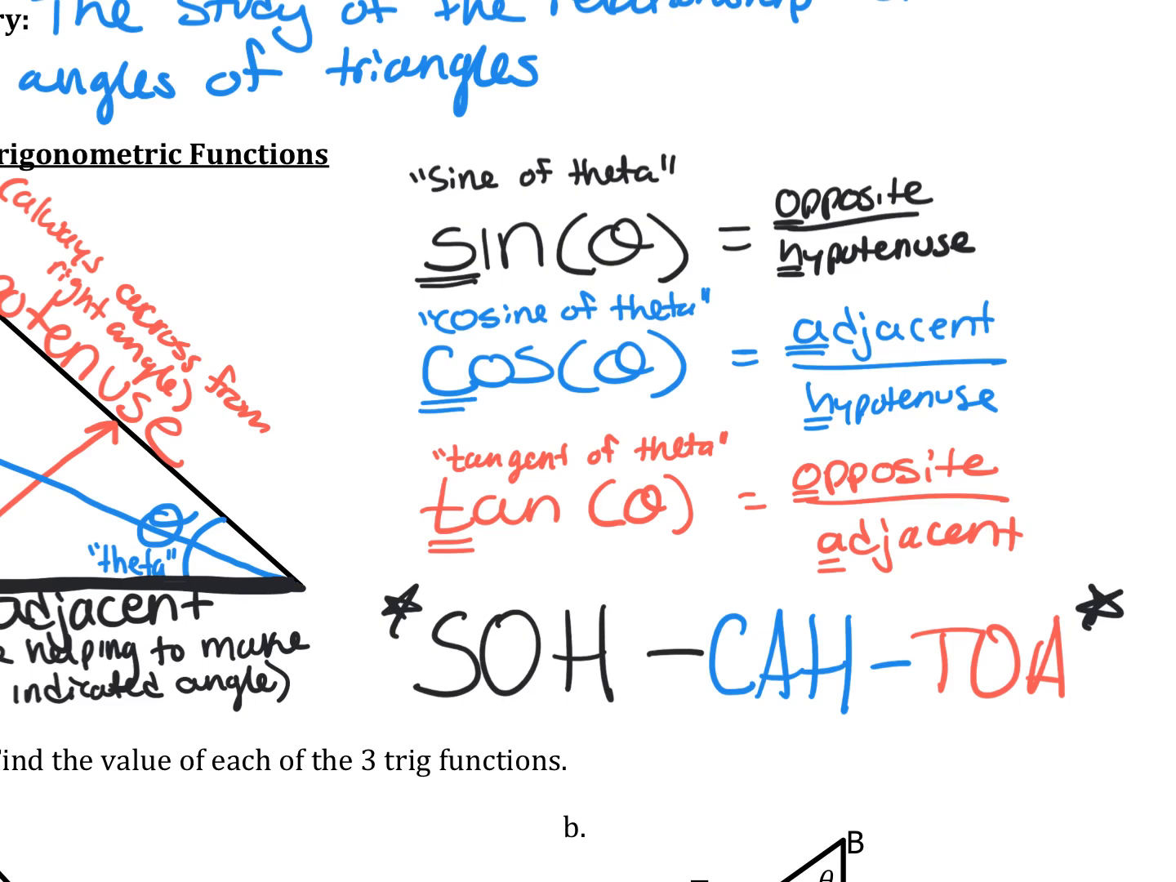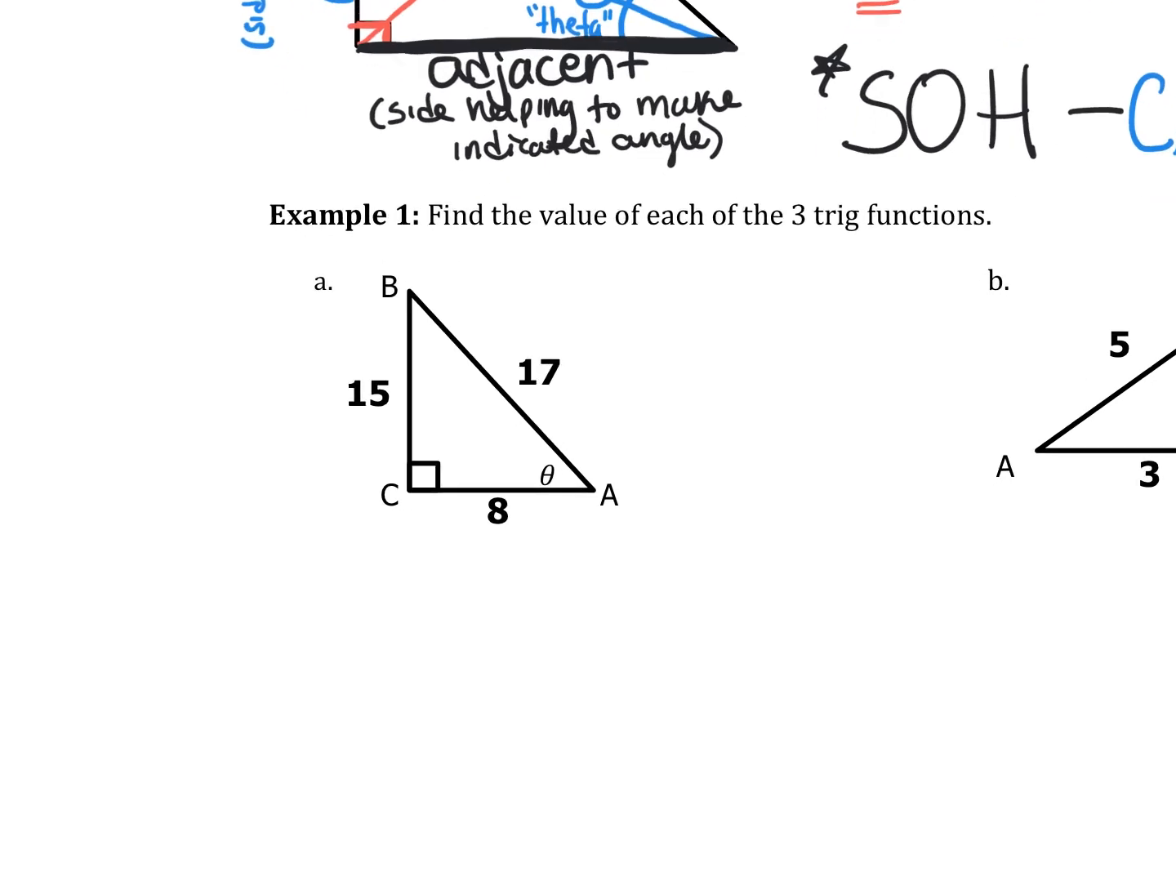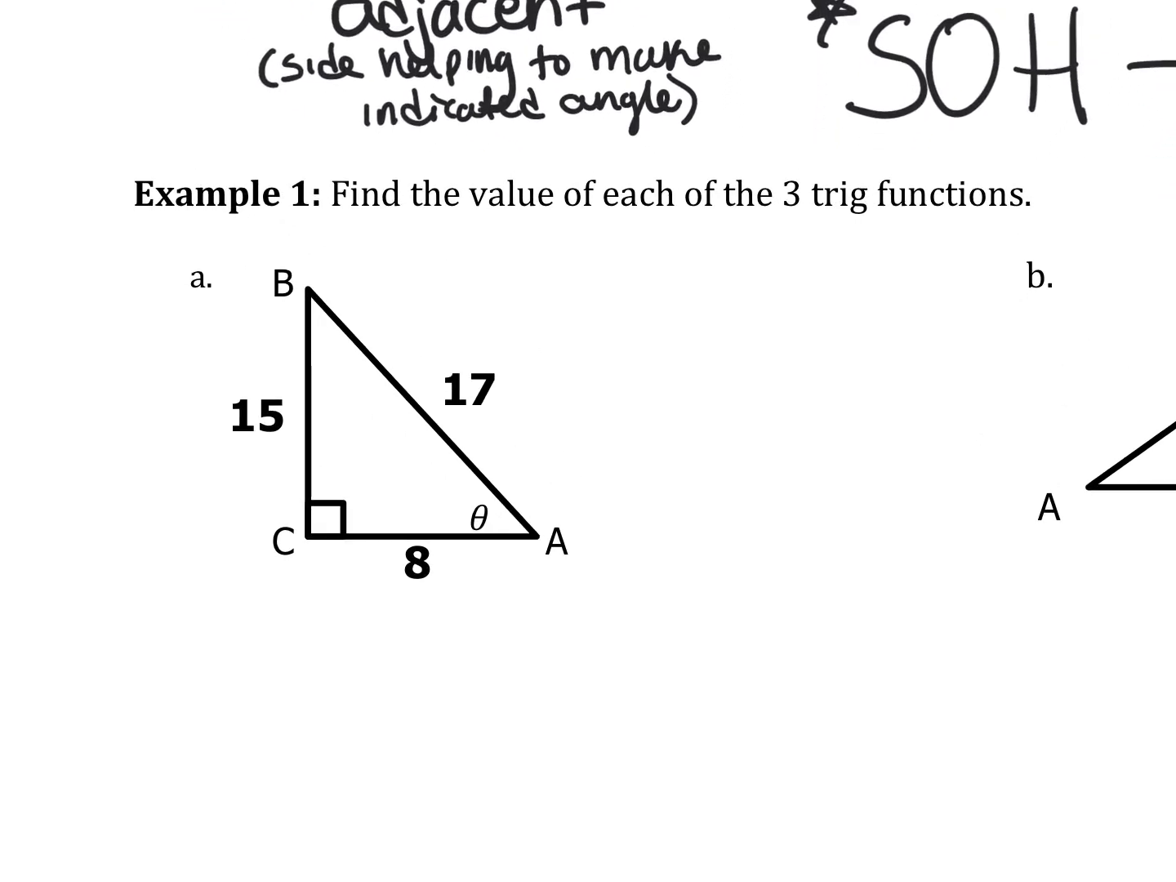Okay. So we can use these trig ratios to find the values of these trig functions when we're given a triangle. So we want to find the value of each of the three trig functions. So we notice that our theta symbol is right here for our angle A. So this is going to be the angle that we're focused on. So the first thing you need to do is label your sides. So the hypotenuse is always across from the right angle. So that's our H.